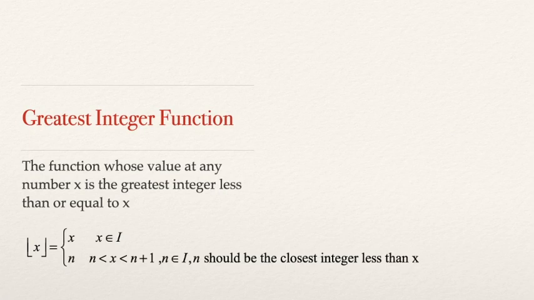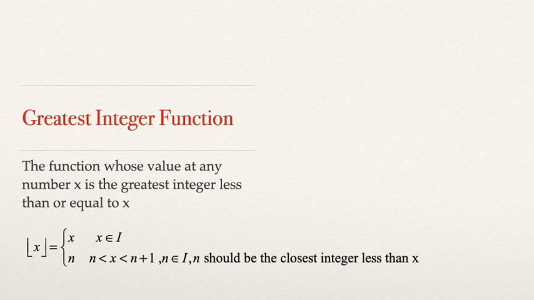Take another example of piecewise defined function, which is the greatest integer function. The function whose value at any number x is the greatest integer less than or equal to x is known as greatest integer function. Think of this function also as a machine where when your input is an integer, then your output is also an integer. But when you feed any other real number except integer, then your machine will produce as output the closest integer which is less than the input.